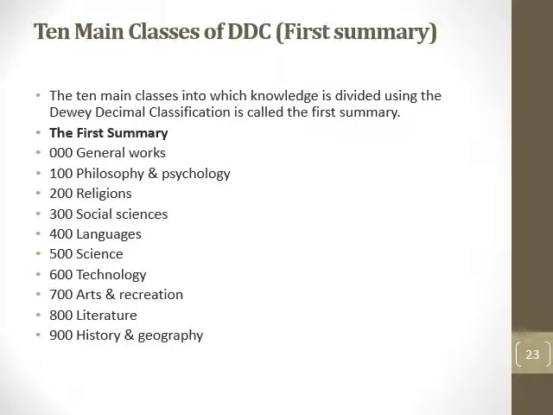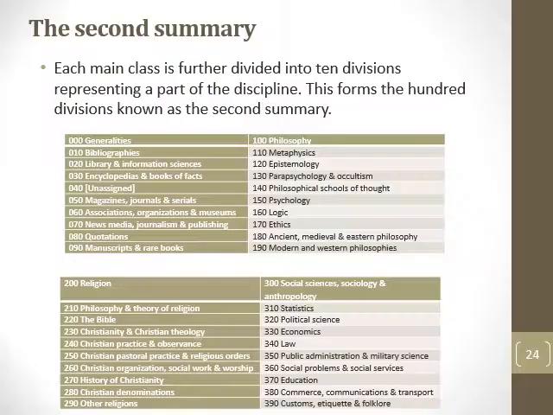The 10 main classes of DDC in the first summary are as follows. Dewey divided knowledge into 1, and this knowledge is further subdivided into 10 classes. That is, it is divided using the Dewey Decimal Classification, which is called the first summary. What does the first summary deal with? 000 is general works, 100 is philosophy and psychology, 200 is religion, 300 social science, 400 languages, 500 science, 600 technology, 700 arts and recreation, 800 literature, and 900 geography.